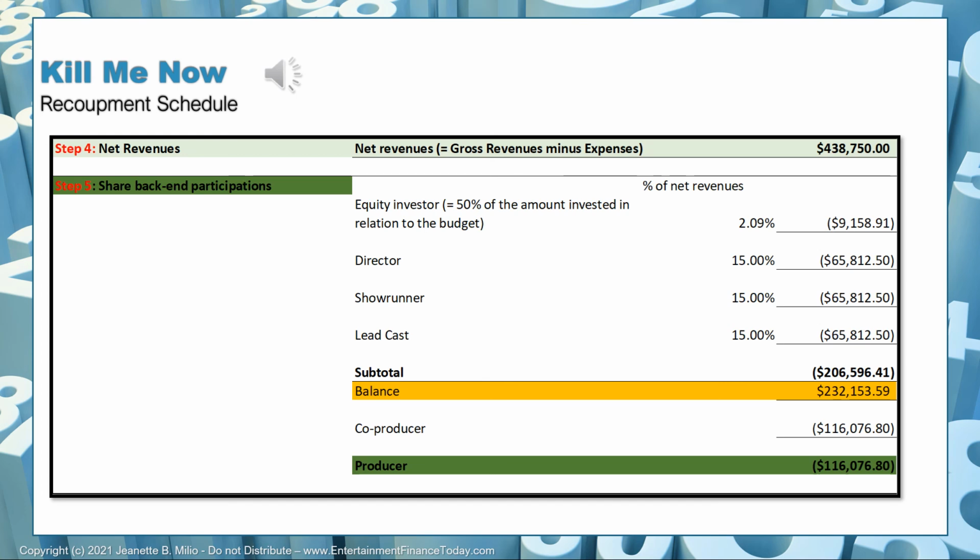438,750. Equity investor is paid first, and there is the director that's also paid 15%, the showrunner and the lead cast, they each have 15% of 438,750, so that is each 65,812.50. So altogether, we have paid 206,596.41 in profit participation, leaving us with 232,153.59. So of that, we're sharing with our co-producer, so we each are then left with 116,076.80.